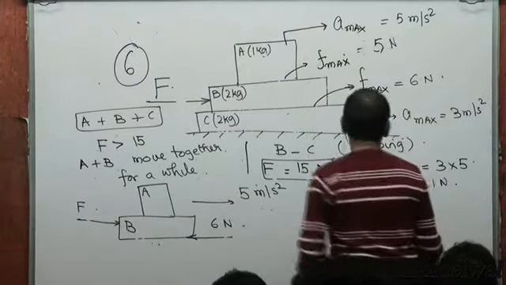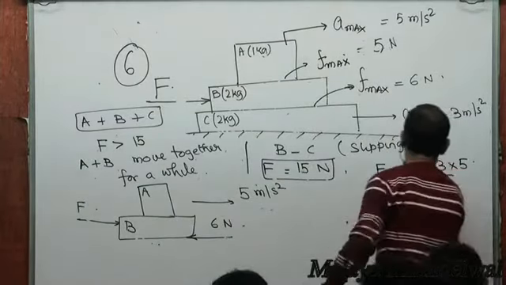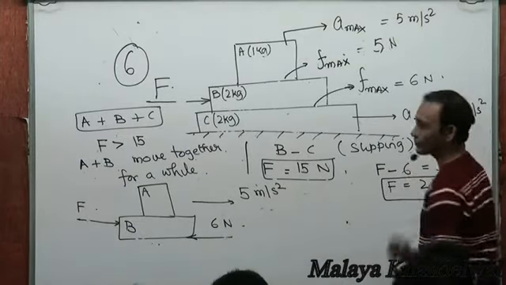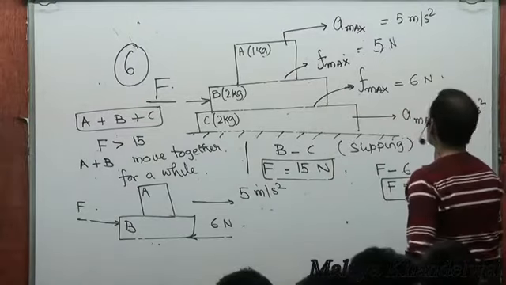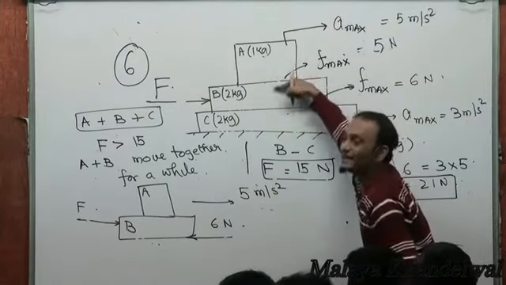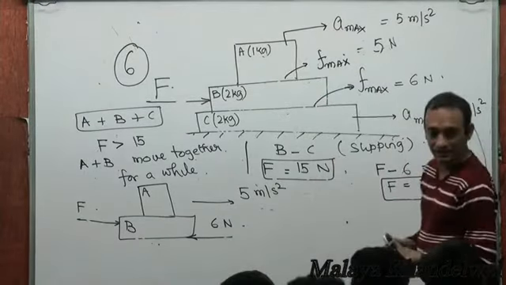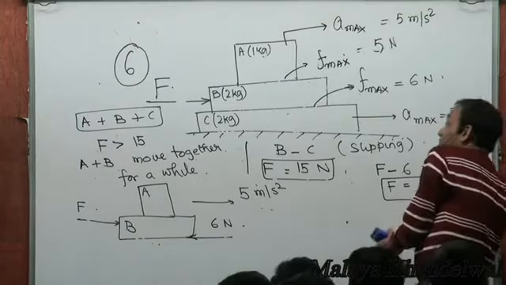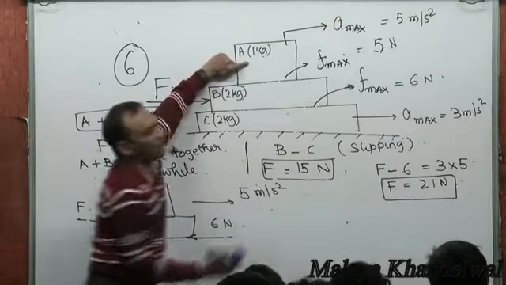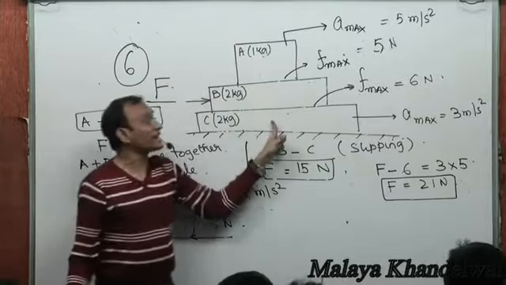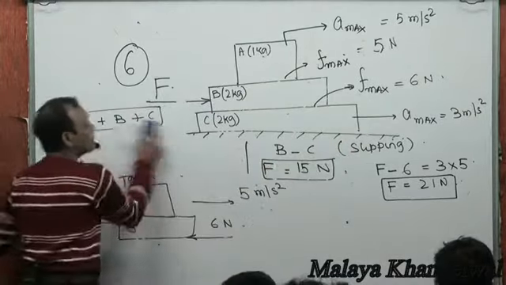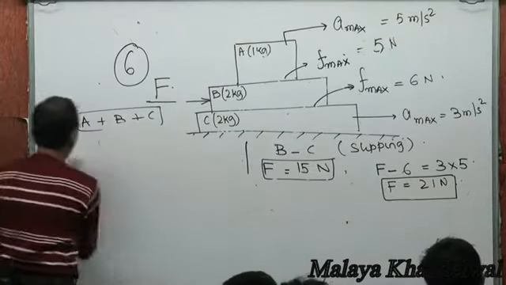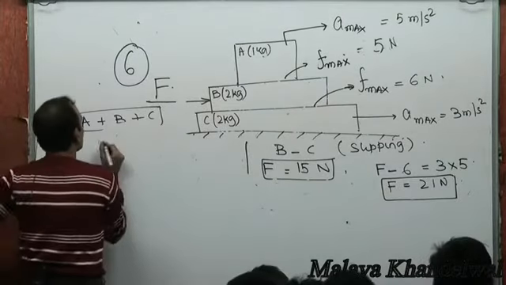Now, there are two magic numbers here. At 15 newtons, slipping between B and C will commence. At F equal to 21 newtons, slipping between A and B will commence. For F greater than 21 newtons, acceleration of A will remain 5 meters per second squared. Acceleration of C will remain 3 meters per second squared. But what about the acceleration of B? Say for F greater than 21 newtons, which is the third regime.